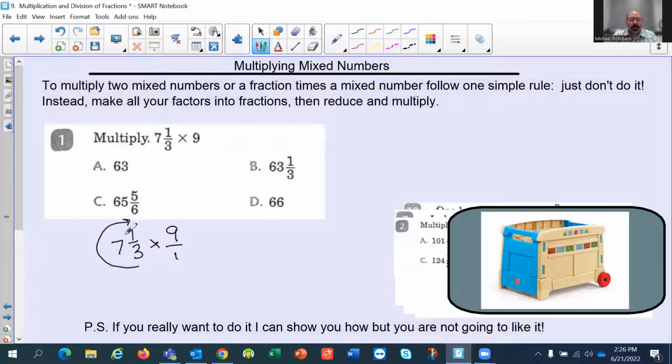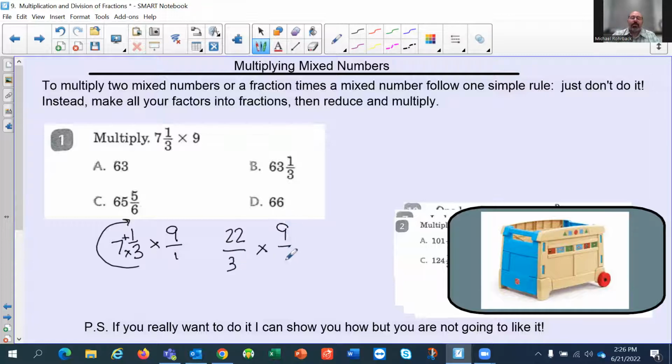Then you have this other piece here. So we're going to go 3 times 7 plus the one that's on top. So that's 21 plus 1 is 22/3. That is an awful looking 2. 22/3. That's much better.